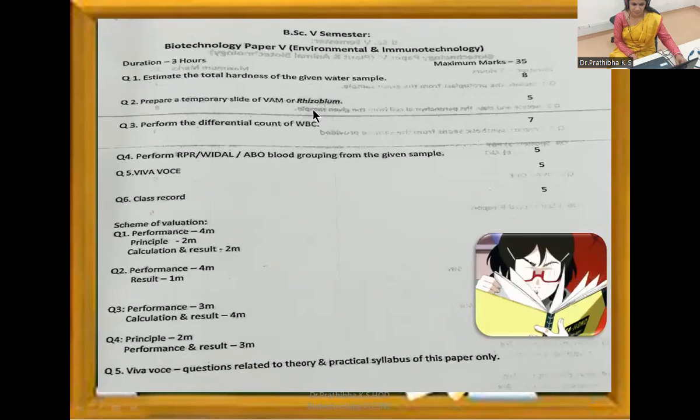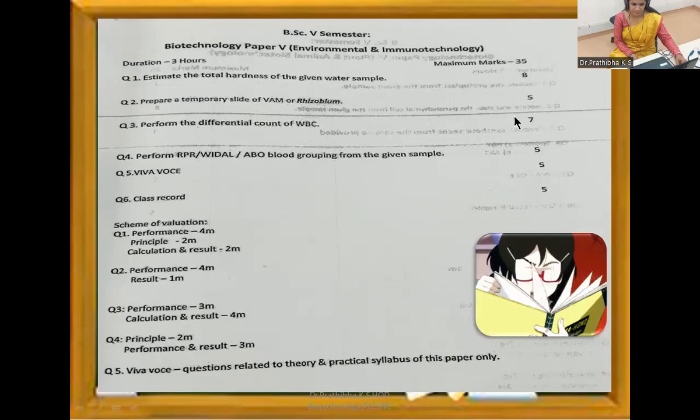Or else you may get rhizobium. For rhizobium, you need to prepare a temporary slide by doing gram staining. Here this carries 5 marks. The 5 marks will split into performance 4 marks, then result 1 mark. Total 5 marks.